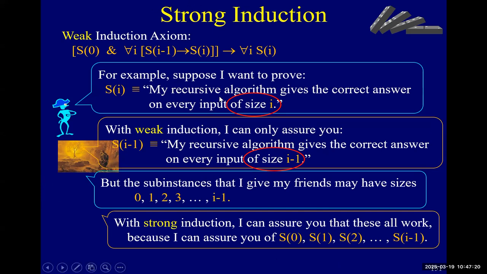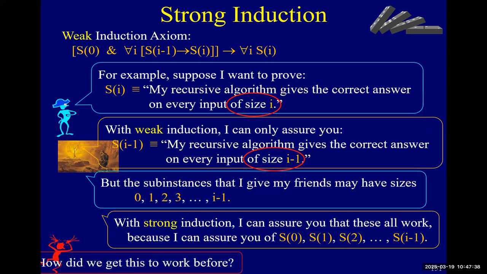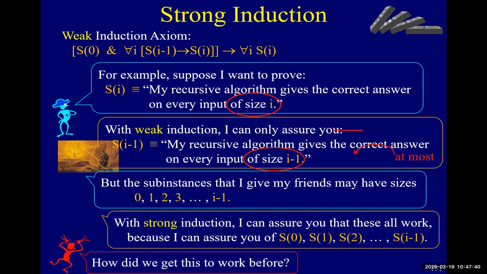Now, how did I avoid it before? I defined S of I to be, it works for every input of size I or smaller, right? I put that into the S of I statement. And that's how I got away with using weak induction, right? So here, before I said at most I.